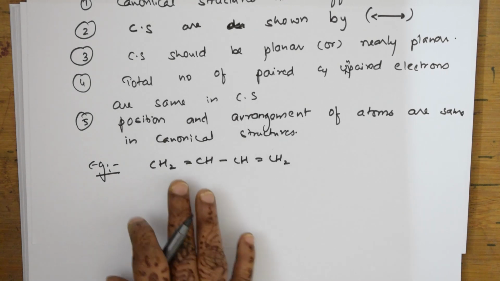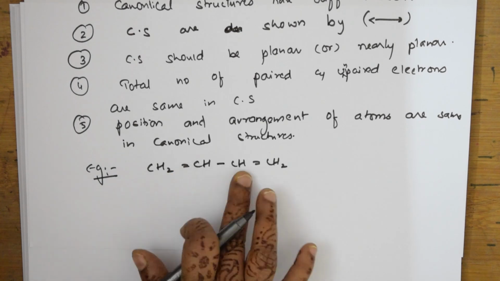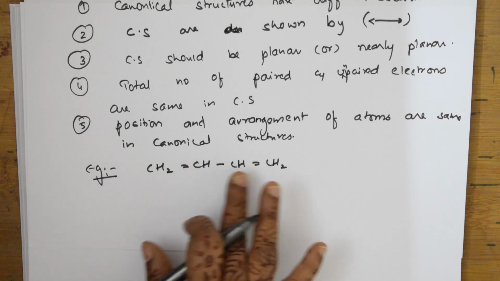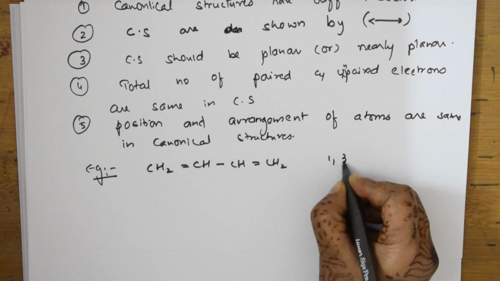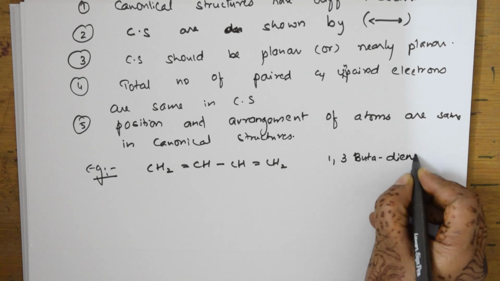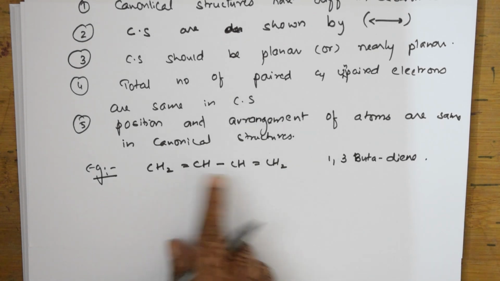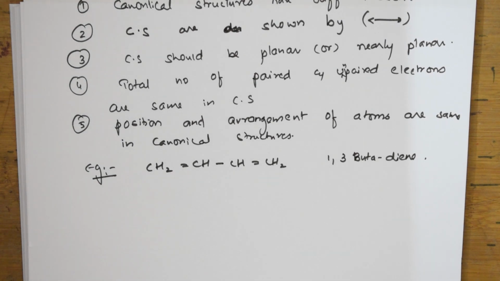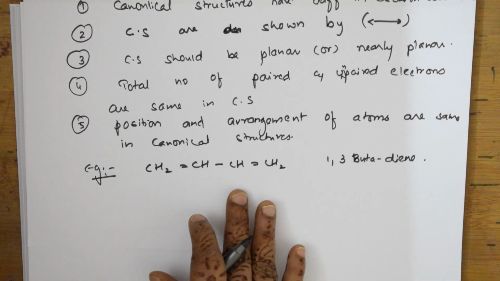What is this one? First let us count: 1, 2, 3, 4, so butane. In which positions do we have double bonds? In the first and third position. So this is 1,3-butadiene, correct? Diene. 1,3 means there is a double bond in the first position and the third position. Done. So here I have to draw canonical structures for this.